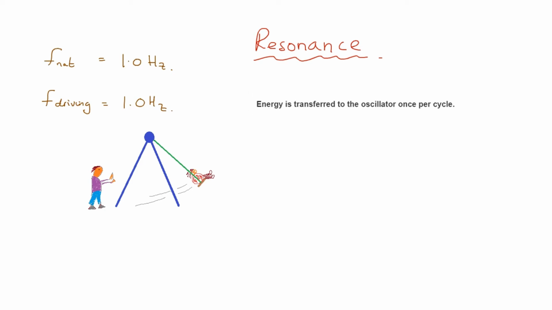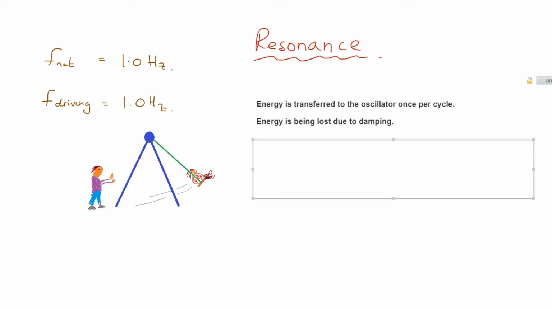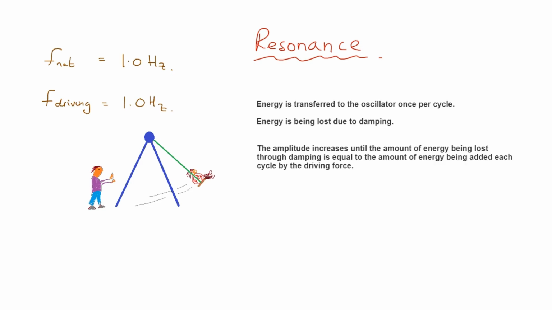So energy is transferred to the oscillator once per cycle. And let's suppose we add the same amount of energy every cycle. And energy is being lost due to damping all the time. So basically, the amplitude is going to increase until the amount of energy being lost through damping over a cycle is equal to the amount of energy being added each cycle by the driving force. So this is a description of this interesting phenomenon called resonance, but it's far-reaching, and there's a little bit more you need to know about how it works.